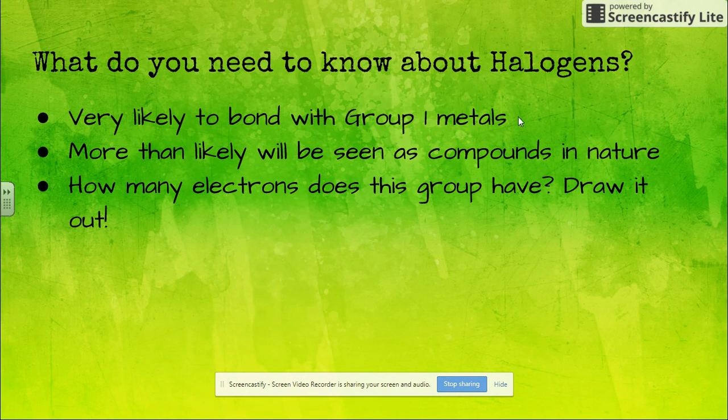These guys like to bond with our group 1 metals, and we're going to talk about what bonding entails later, but just know that they like to group up with our group 1 metals. They are more than likely going to be seen as compounds in nature, and compounds are just when it's more than one element combined. So they like to bond. They like to be together. I want you to think about it. How many valence electrons does this group have? Draw it out.